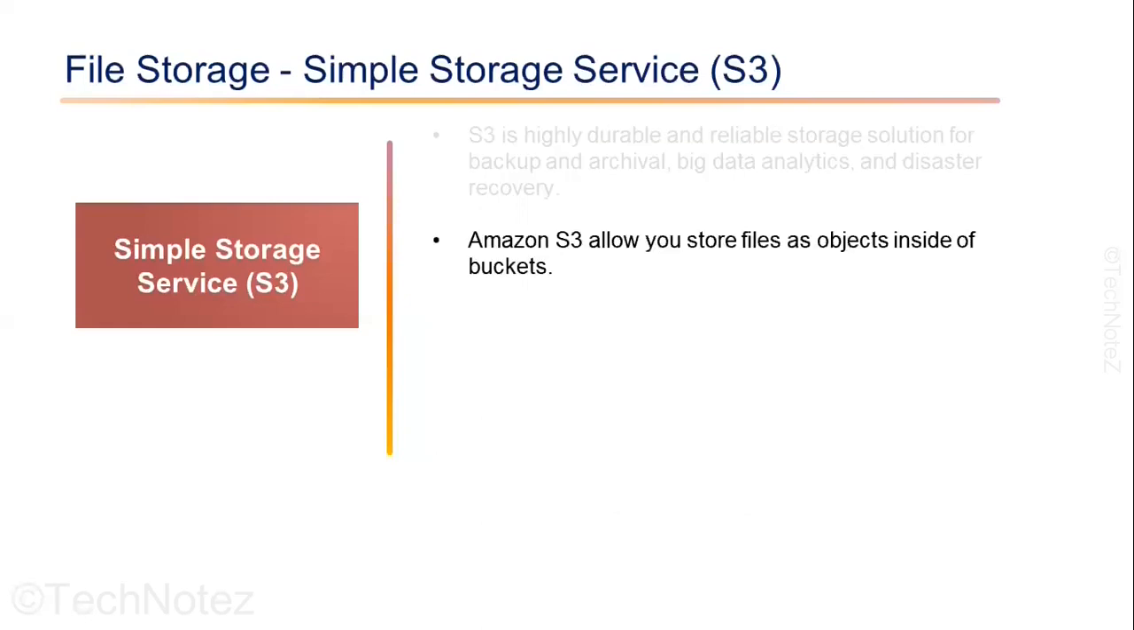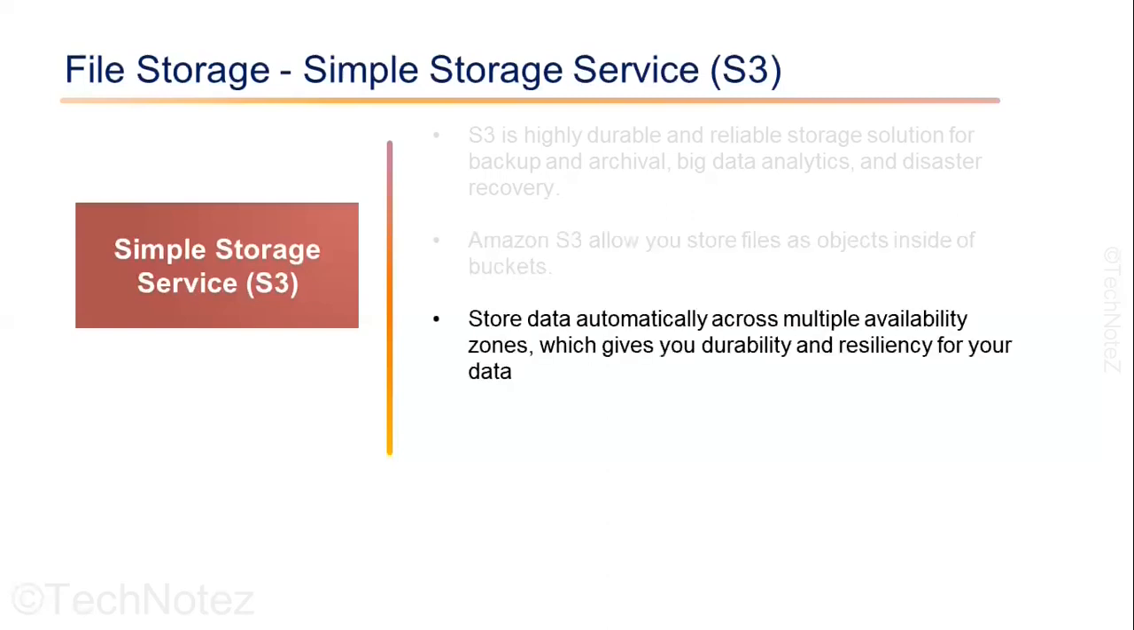Amazon S3, at a high level, lets you store files as objects inside of a bucket. Now, buckets are the unit of organization within S3. You will create a bucket. It will have a set of settings, and then any file that you drop in the bucket can have those settings applied to it. It allows you to store the data automatically across multiple availability zones, which gives you durability and resiliency for your data.